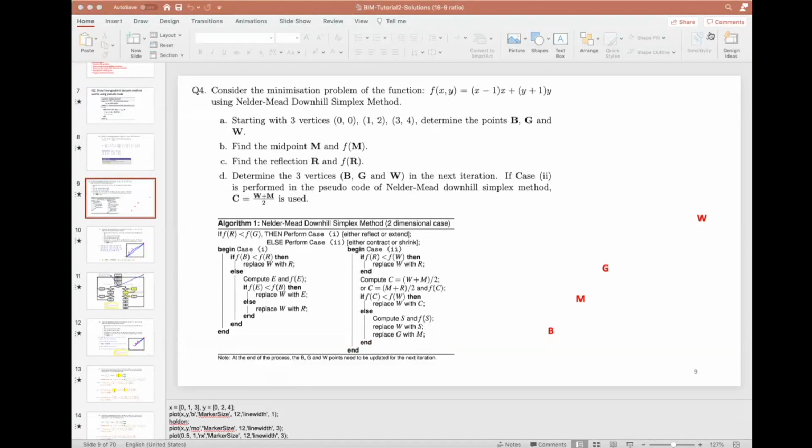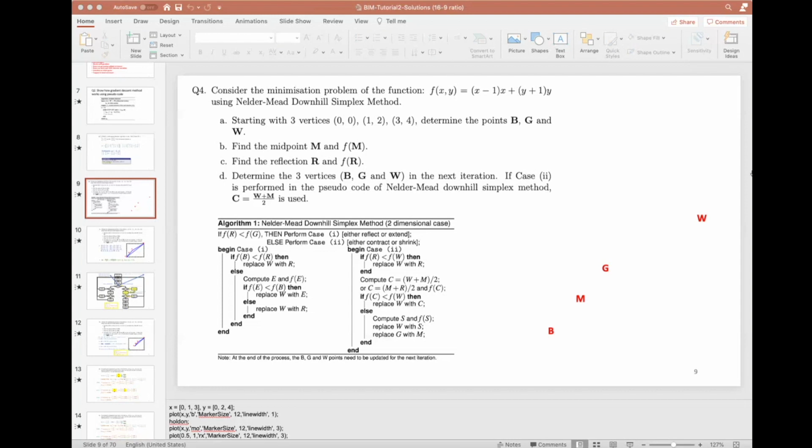Okay, so I hope that everyone has found time to understand what this question is asking, and I'm going to go through the details about how we apply this method.